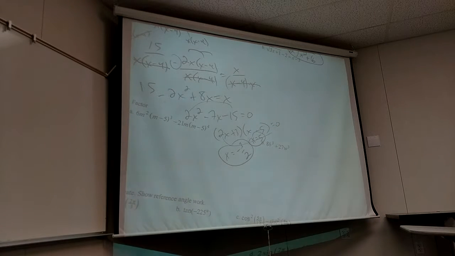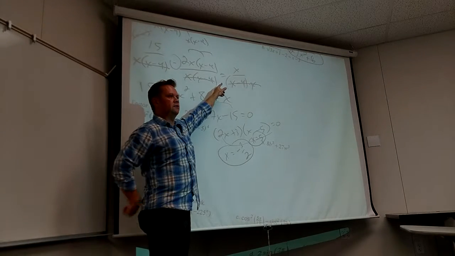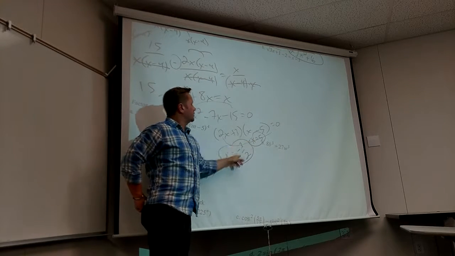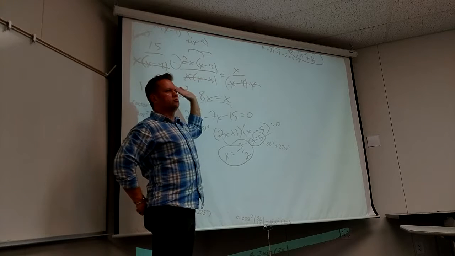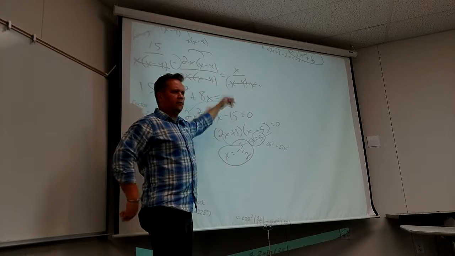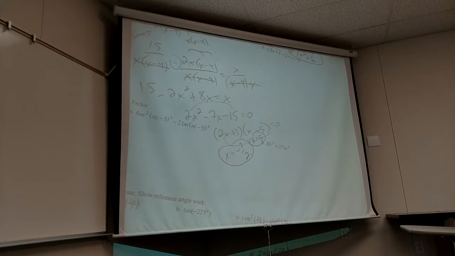And what do you have to check, of course? What do you have to check? What kind of problem was it to begin with? A problem with variables on the bottom. So what can't I let happen? I can't let the bottom be 0. Any of these x values make the bottom 0? No. So both answers are valid. It's not really a check, but at least, does it make it undefined? No. Is this all coming back a little bit?